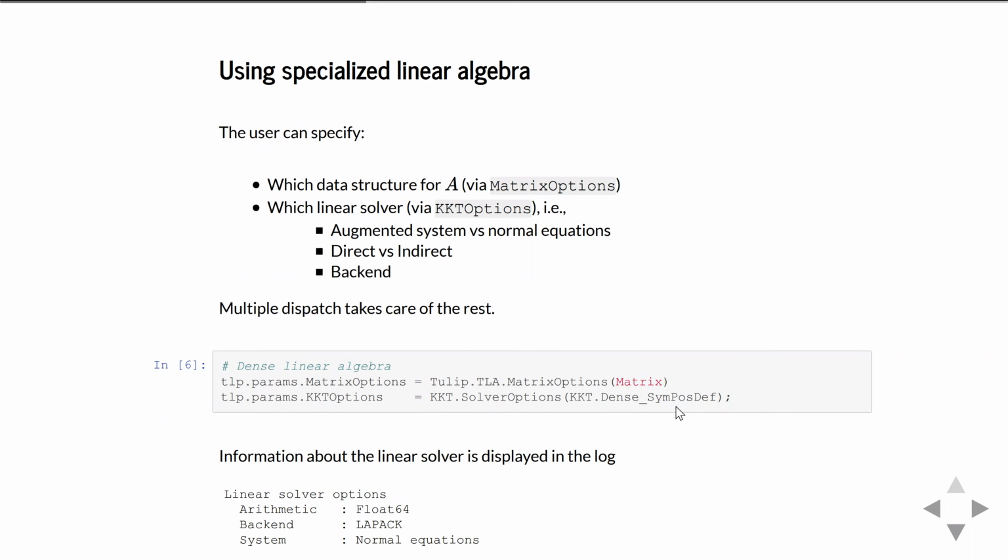So for the two options above here, the log is going to show you that you're using float64 arithmetic, that you're using NetBack as a backend, and that you're solving the normal equation system. And of course, these are customized based on the solver that you're choosing. So in practice, switching between linear solvers is as easy as the following.